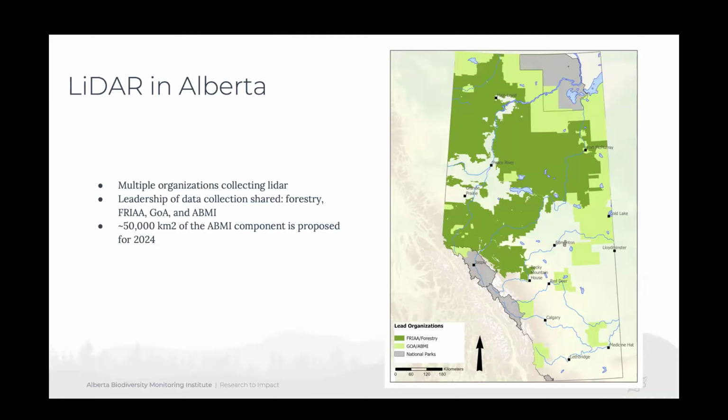So we're working really closely with FRIA, the Forest Resource Improvement Association of Alberta. They've been a big leader in terms of LiDAR data collection and helping us use this for different biodiversity monitoring purposes. And then the other major source is generalized into GOA, ABMI sources. And then we have about 50,000 that we're planning to collect this upcoming summer.